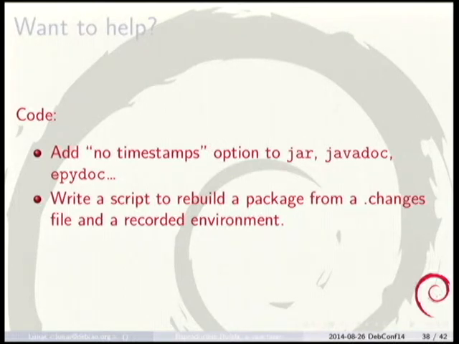And also, we are still missing a script that you would give a changes file and maybe a recorded environment in the changes file or in another file. I don't know, maybe in the DH build info file. And it would fetch the correct dependency versions from snapshot, set that up in pbuilder or sbuild chroot, and run the build. That would be an awesome thing to do. We know it's doable. No one just got to it yet. It's probably a weekend project.